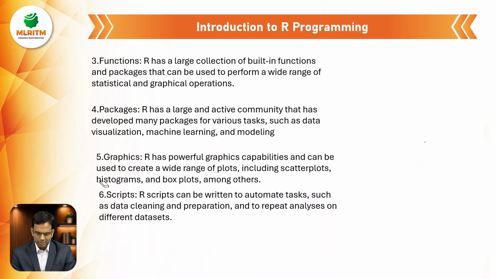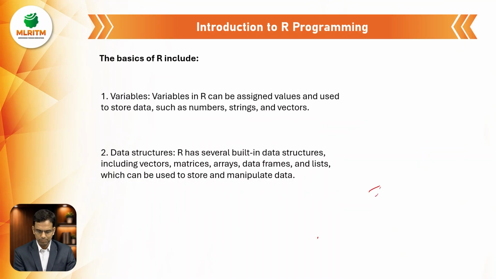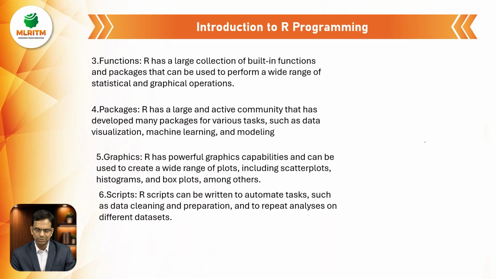And the sixth one is called scripts. So what do scripts work with? Scripts work with different types of automated data, planning of the data, cleaning of the data, and destroying unused data. Whatever data is unnecessary and unused, we can erase or delete using scripts. So these six are the basic operations included in R programming. The six operations are: number one, variables; number two, data structures; number three, functions; number four, packages; number five, graphics; and number six, scripts.